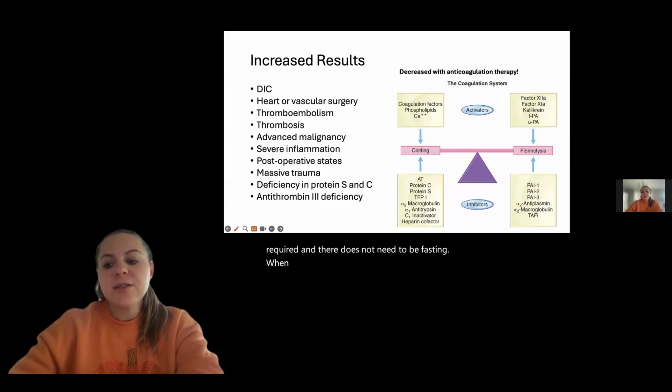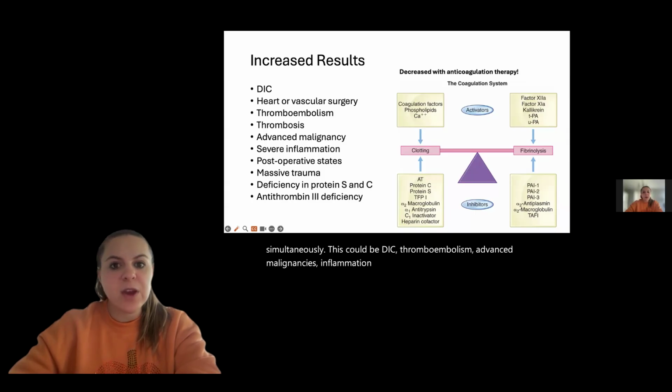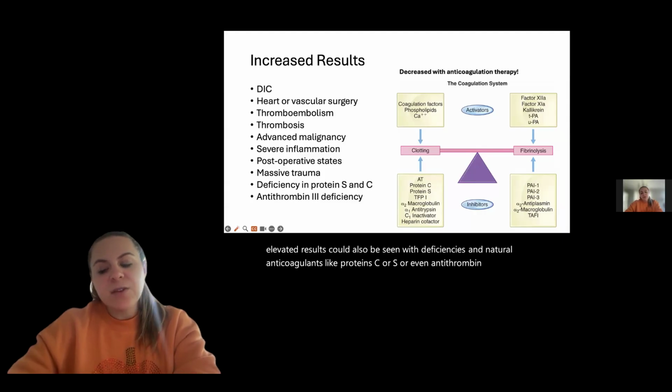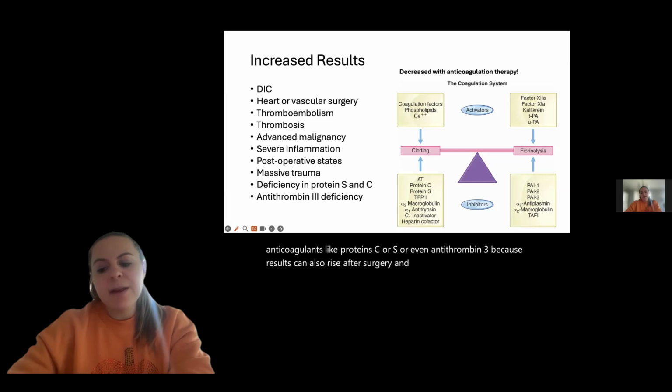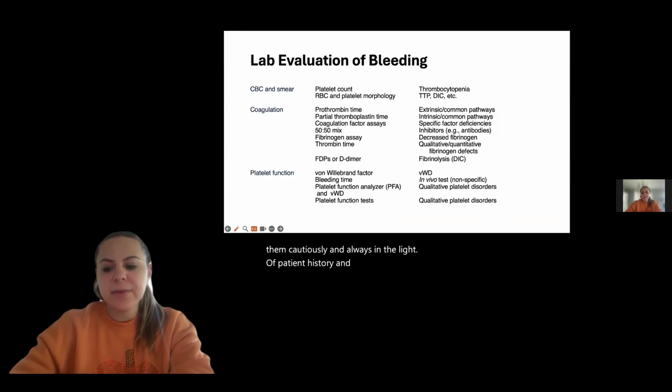When we see an increase in thrombosis indicators, it suggests conditions where clotting and breakdown are occurring simultaneously. This could be DIC, thromboembolism, advanced malignancies, inflammation, trauma, or even post-op states. And elevated results could also be seen with deficiencies in natural anticoagulants like proteins C or S, or even antithrombin 3. Because results can also rise after surgery and trauma, we must interpret them cautiously and always in the light of patient history and presentation.